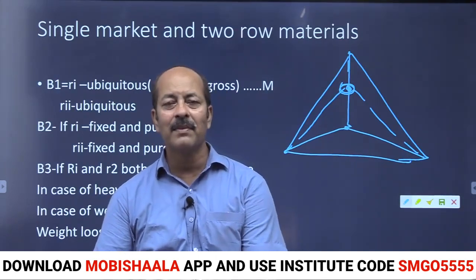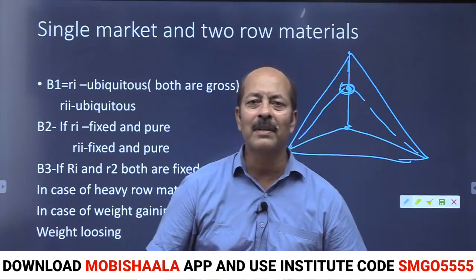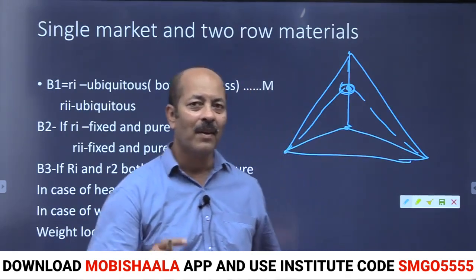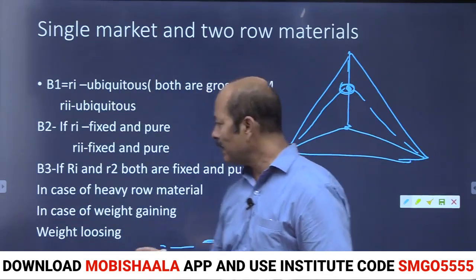In that case, if you have two different types of raw material, the industry can be localized in the center of the triangle or close to the market areas. So you may write that there.